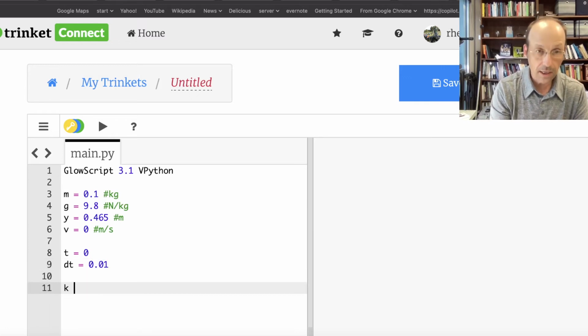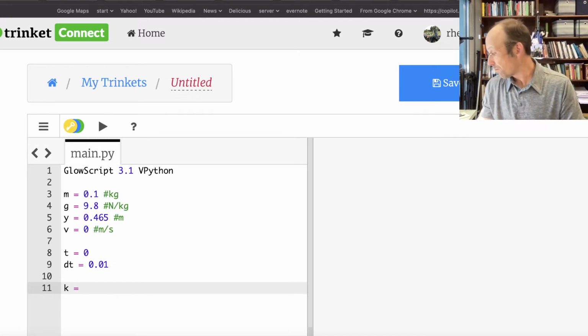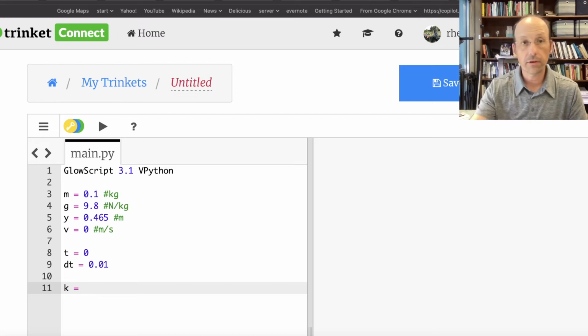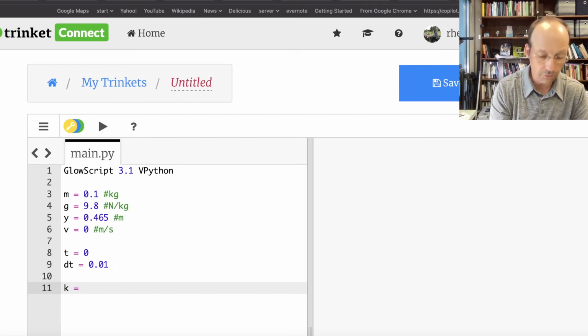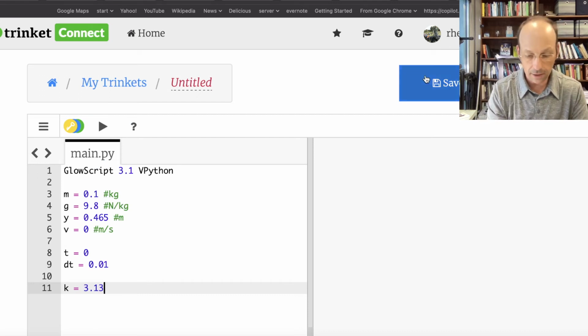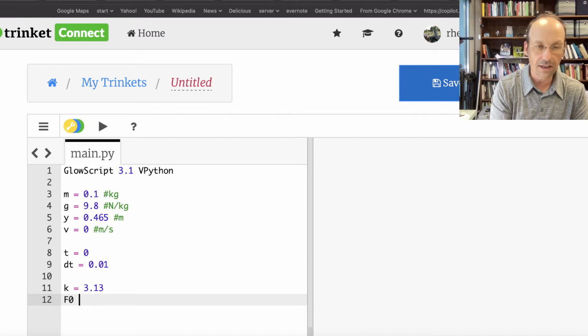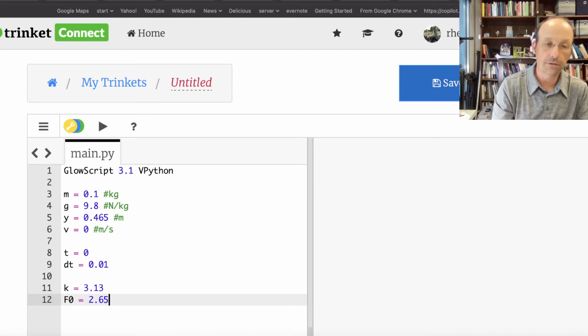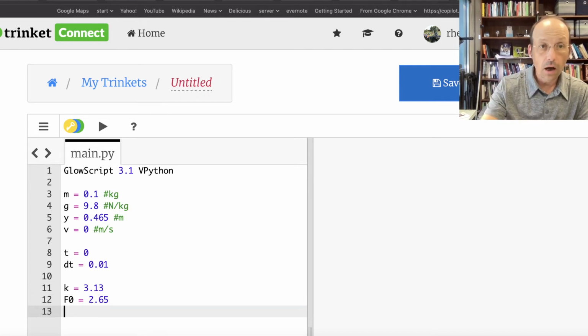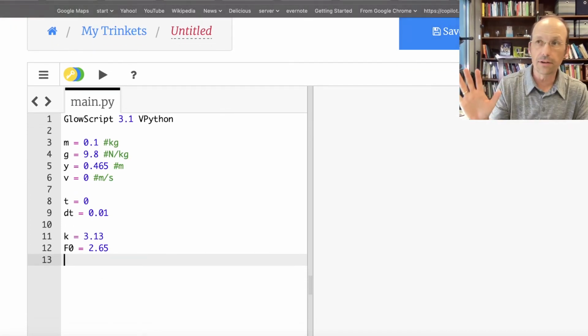Okay, k equals, what did I have? I already put it down, let's see. Negative 3.1. So k is 3.13. And then let's put f0. That's that spring constant. That's at 2.65. That's the y-intercept. Okay, let's just model this and see if it's working.